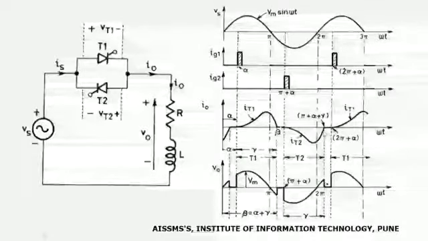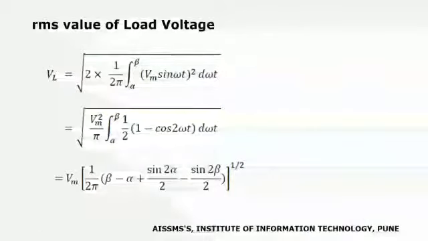At instant 2 pi plus beta, both the devices T1 and T2 are in off condition, and from instant 2 pi plus beta to 2 pi plus alpha, no triggering pulse is applied to T1. So there will be no connection between the load and the source, and no voltage will appear across the load, or no current is flowing through the load. Again, at instant 2 pi plus alpha, a triggering pulse will be provided to T1, and the same operation will be repeated. So this is the working of a single phase voltage regulator connected to RL load.